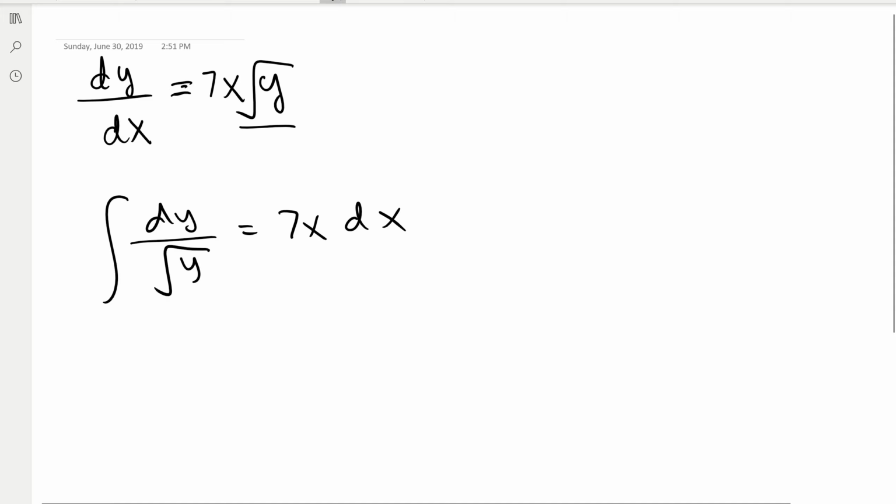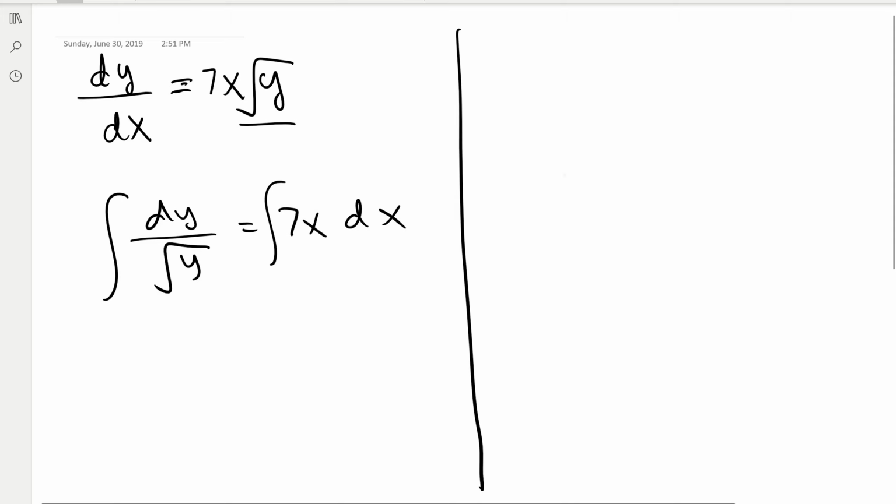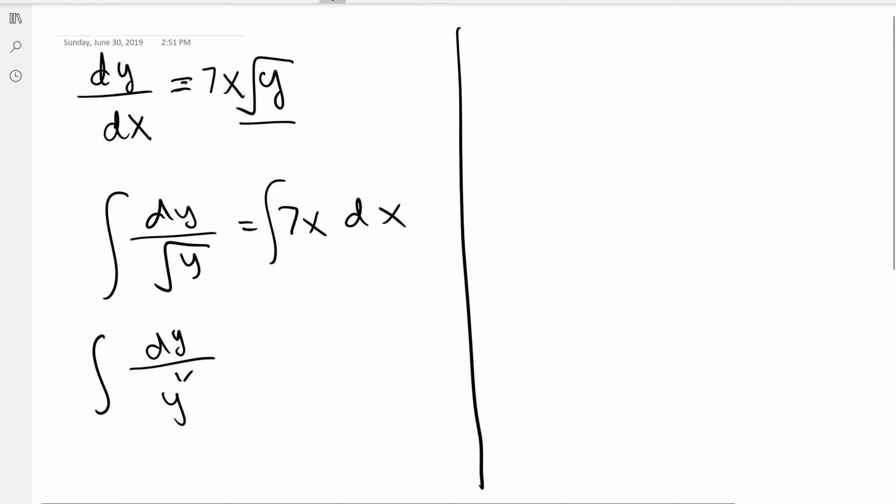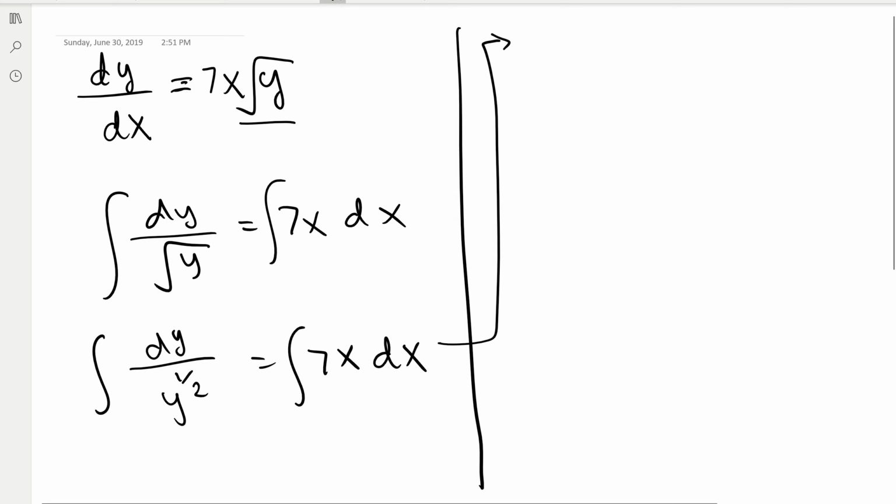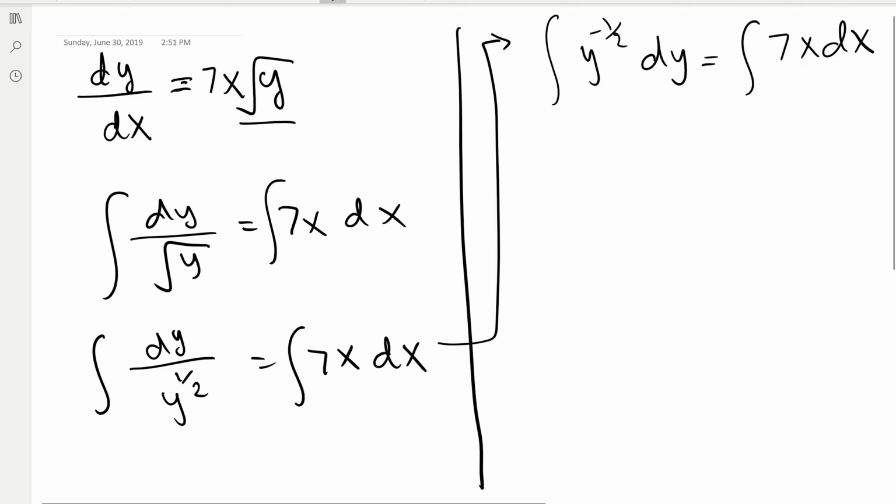Now let's integrate. To integrate the left hand side easily, let's rewrite it. Square root of y means y to the power half. Okay, let's first write it like that. Then let me continue here. Now to write 1 over y to the half, let's write it as y to the negative half. Let's take it to the numerator to make our integration easier. Now we can integrate from here.